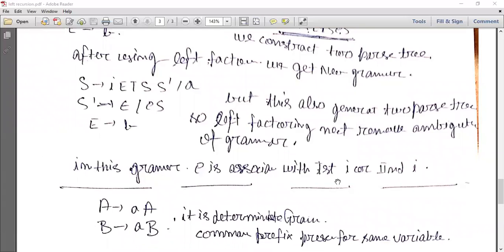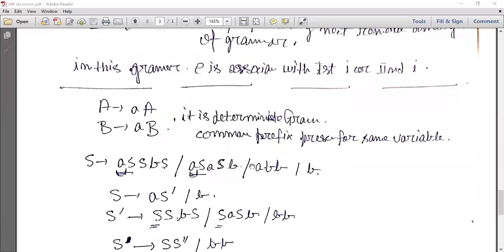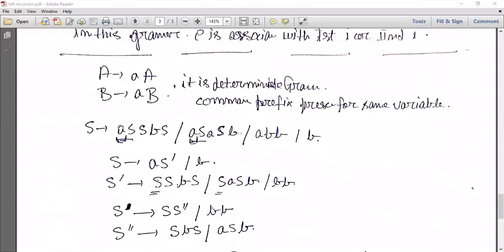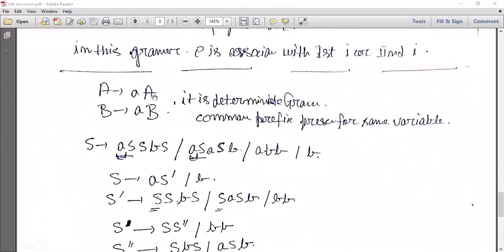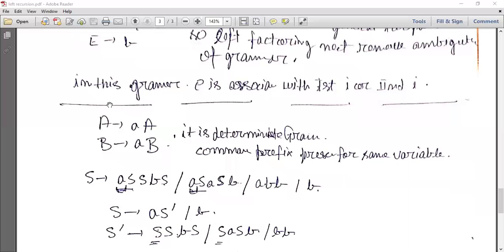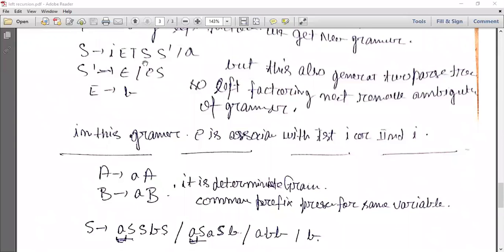So in this grammar, E is associated with first I or N, so this grammar is unambiguous grammar. Now we solve deterministic. In this part we have A tends to aA or B tends to aB. That is a non-deterministic grammar, right? One thing is clear: the same thing is repeating for the same particular variable, so that is called non-deterministic grammar. In this part, A tends to small a, capital A, and in this part, B tends to small a, capital B. These are two different parts, so this grammar is deterministic.